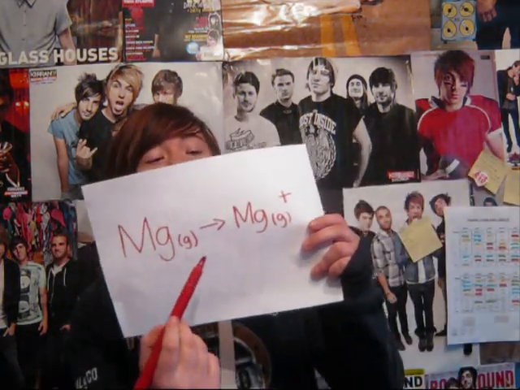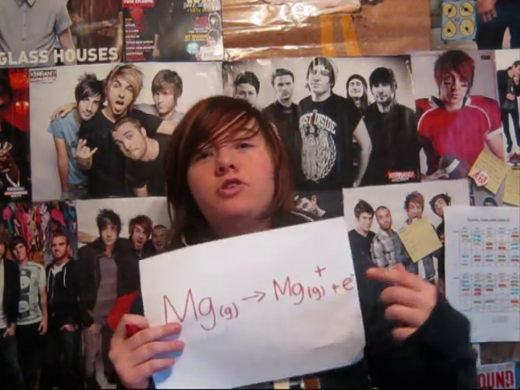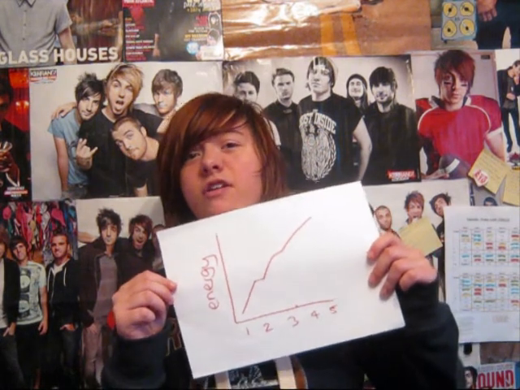Sometimes they ask you for equations. An example would be magnesium gas. You need to remember the gassy bit because otherwise you don't get the mark. Cool? Okay, magnesium gas goes to magnesium gas, but it's a plus. Why is it a plus? Well, because you're removing an electron, so it becomes a positively charged ion, boom, ding, cool.